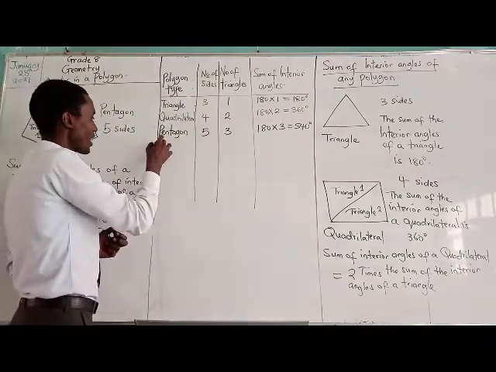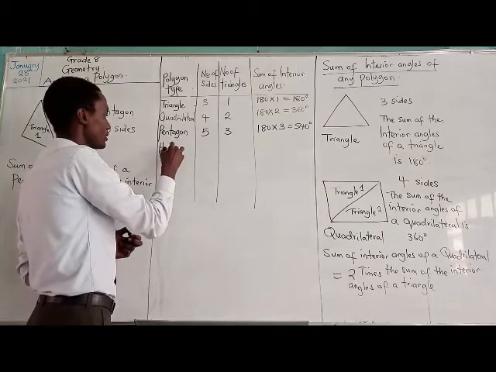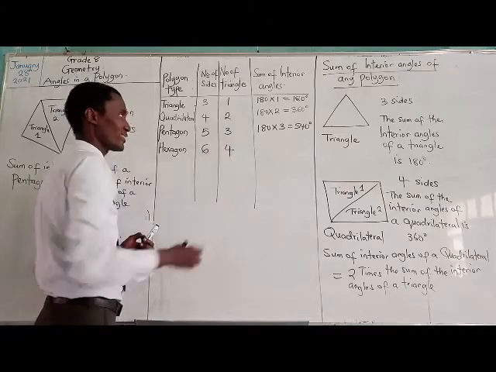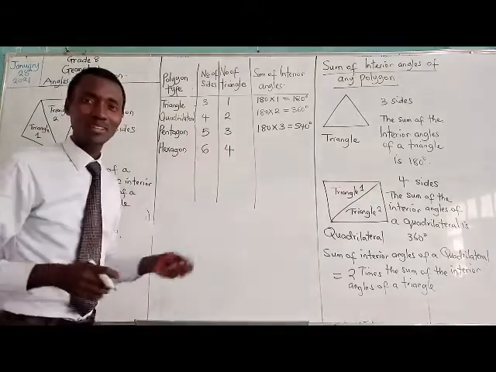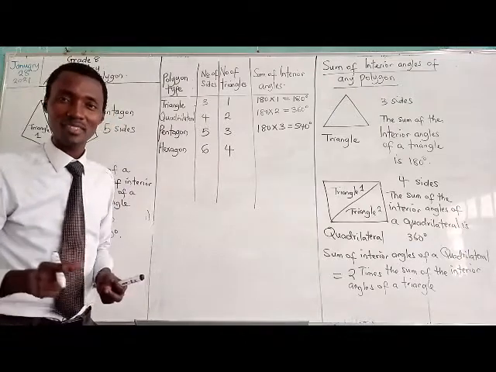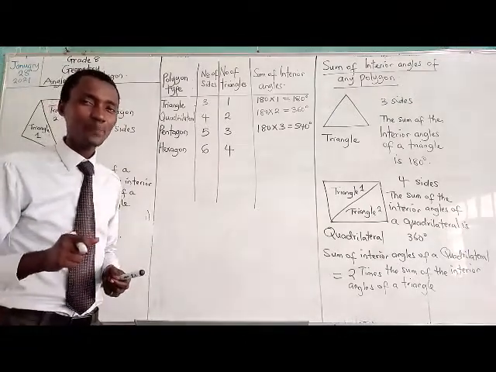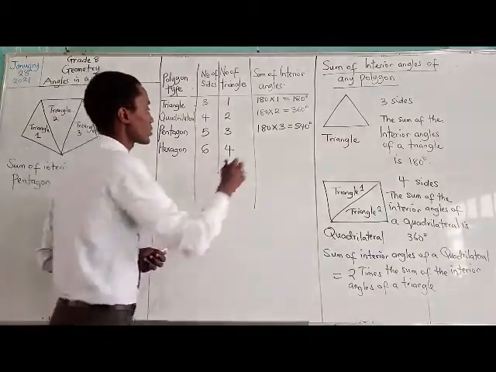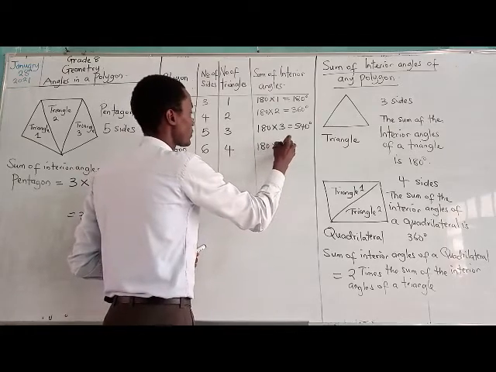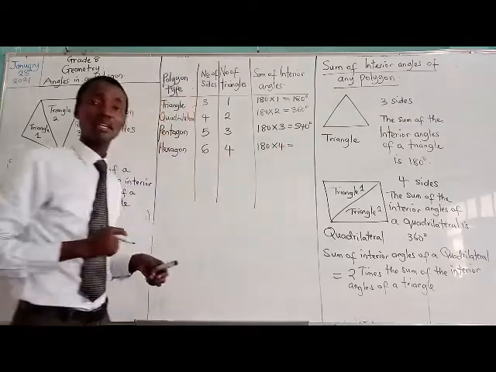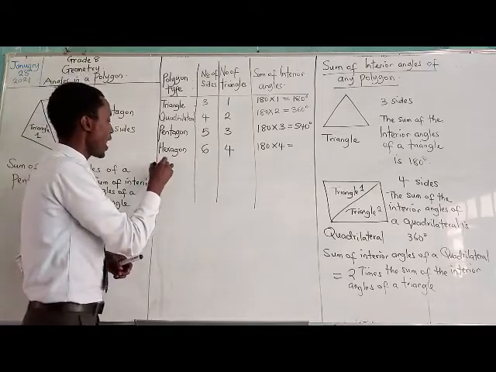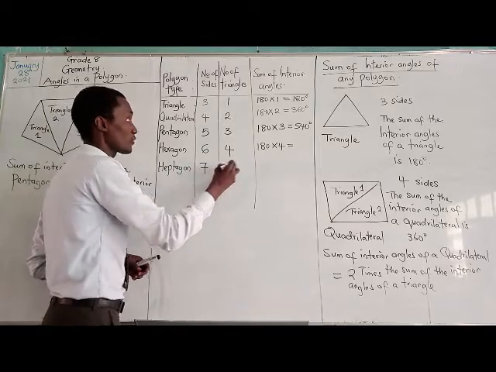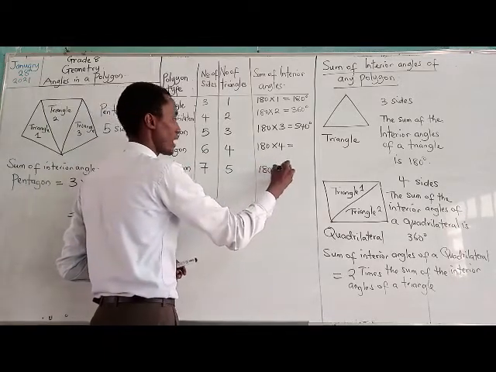So go to the next one. Hexagon, 6 sides. Number of triangles will be 4. Are you noticing something? 1, 2, 3, 4, 5, 6. You have to be sharp in your thinking. Try to study the pattern. So this will be 180 times 4 equal to what? So you do that and give us the answer. This will be heptagon, 7 sides, number of triangles will be 5, and this will be 180 times 5.